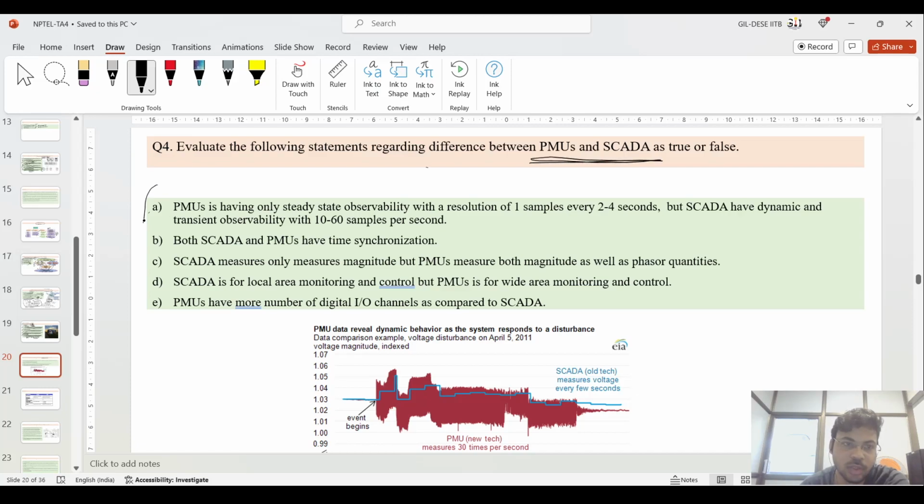Coming to the next question, this question is related to the difference between the PMUs and SCADA system. So you have to tell me which options are correct related to this PMUs and SCADA difference. We have 4 or 5 minutes to solve this question.